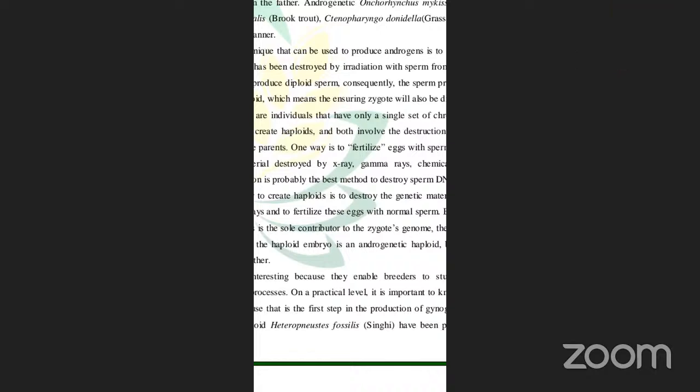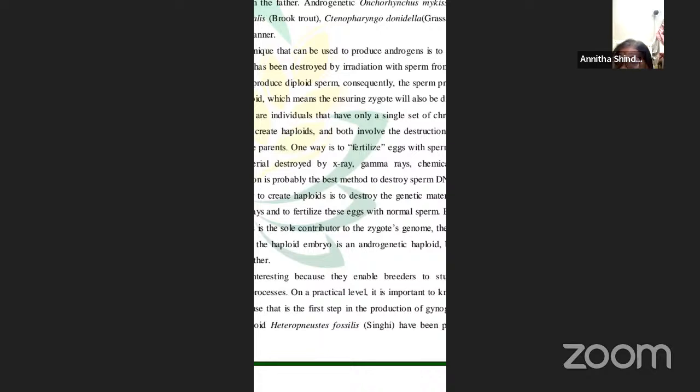Okay, is it okay? Still any doubt now? It is very simple. Here they have done it, and they also gave examples of the fish in which they have tried and produced those fishes.